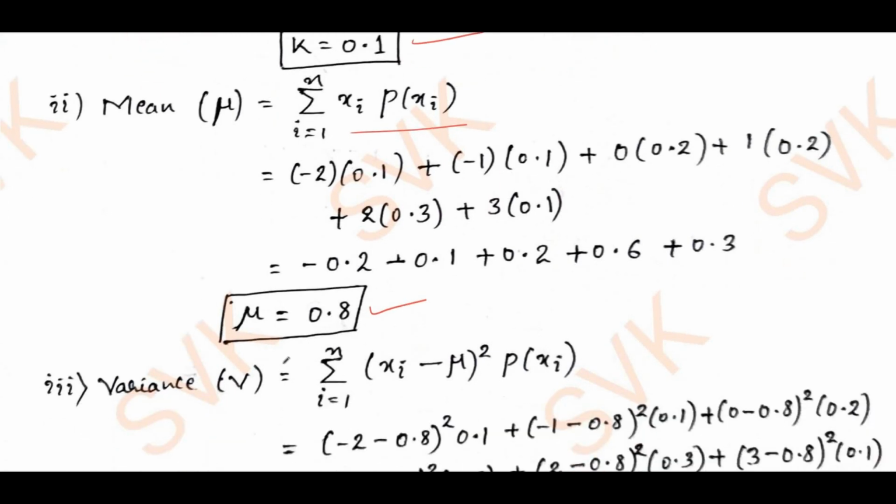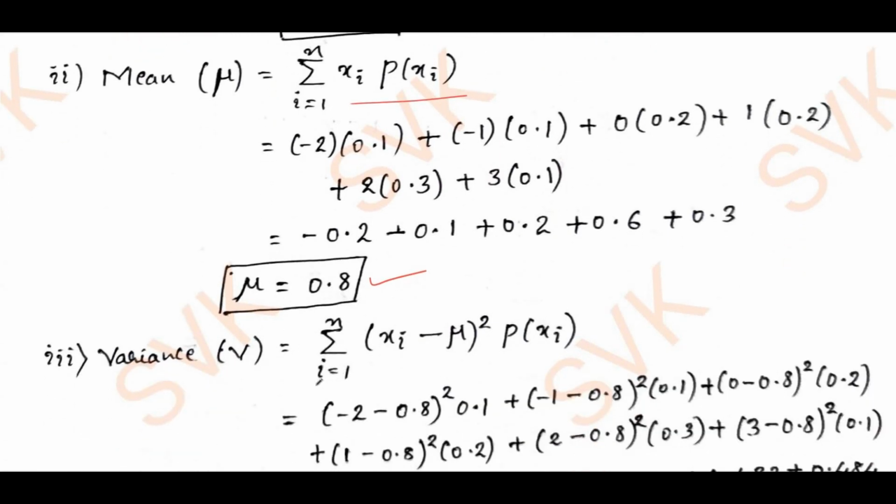So similarly, I am going to find out variance. Variance is given by the standard formula, that is summation i equal to 1 to n of xi minus mu the whole square into p of xi. You know the value of mu, that is 0.8. You can substitute. You know what is xi, it is given in the set of data, and you know what is p of xi. We have calculated that by solving the value of k.